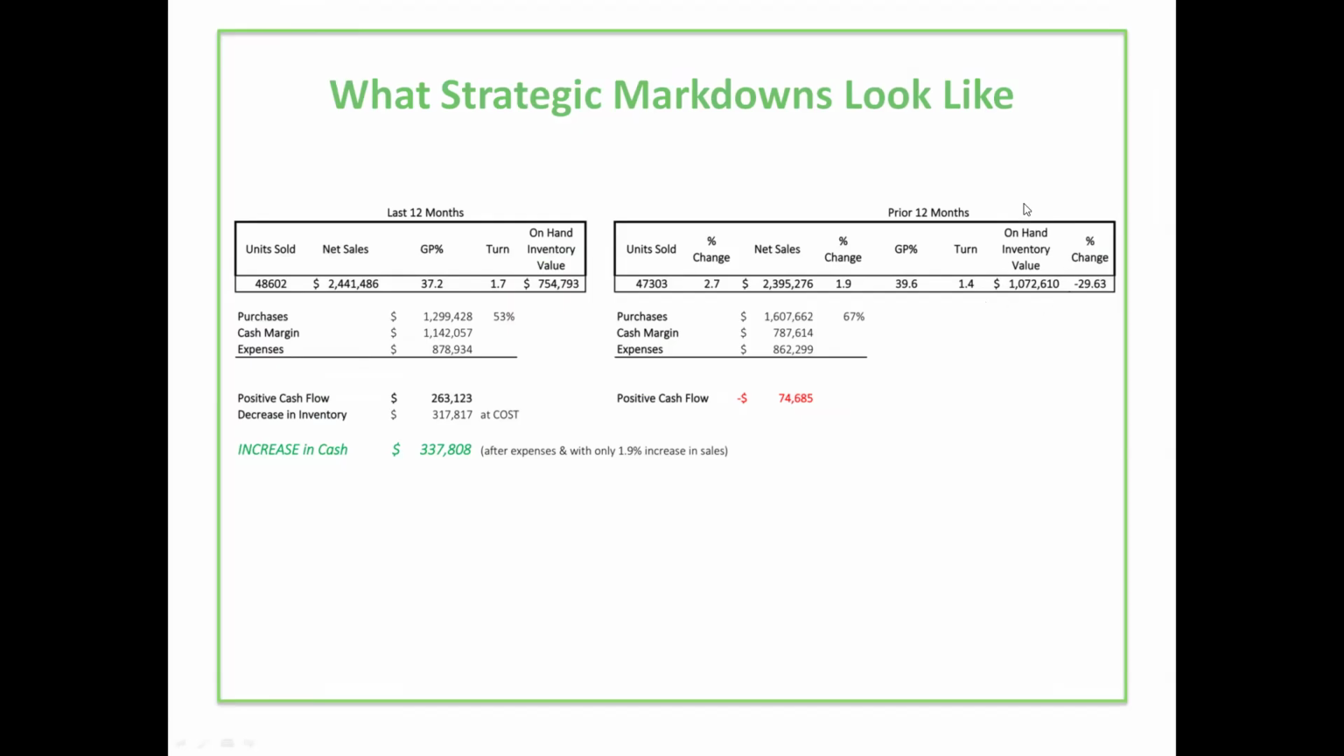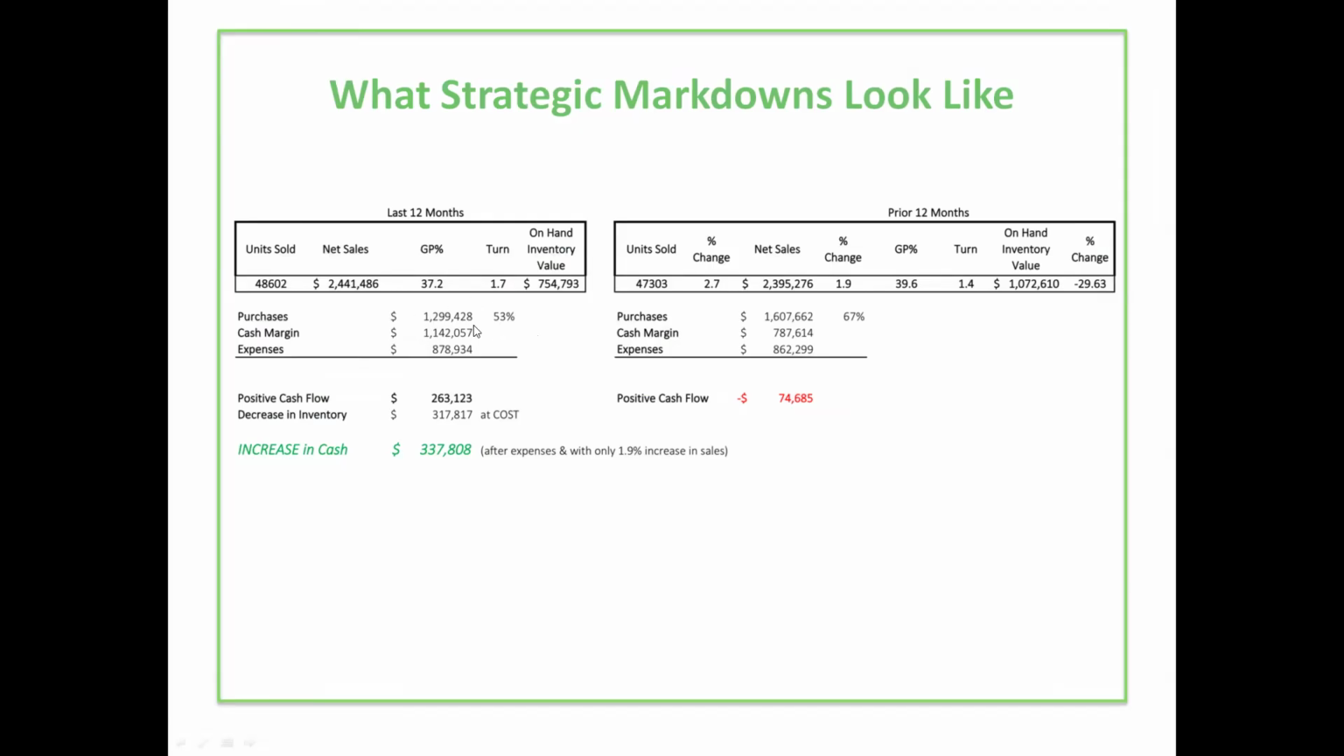At the end of the first 12-month period that they were measuring, so when we started working together, inventory value was 1.072 million. And then at the end of the first 12 months working together, we're looking closer to that $760,000 mark. So our inventory value decreased by roughly 30%. That's about $318,000 at cost. That's incredible.